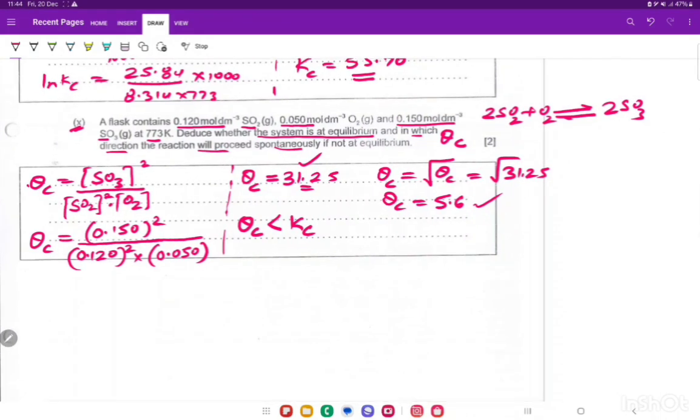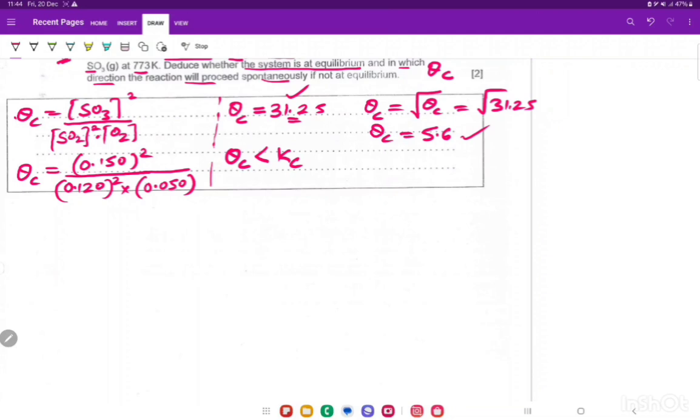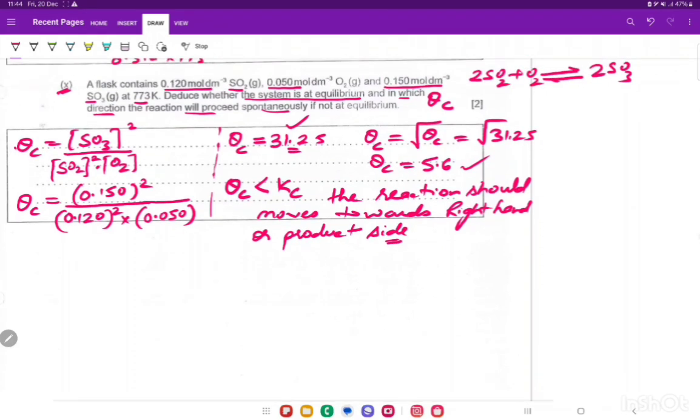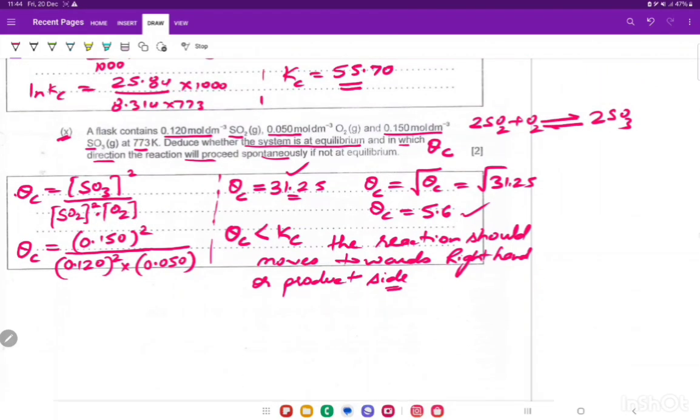Both you can do. Now, since Qc is less than Kc, in order to reach equilibrium, the reaction should increase the concentration of product. The direction should move towards the right hand side, towards the product side, so that the concentration of product could increase and it can become equal to Kc. That's all about this question.